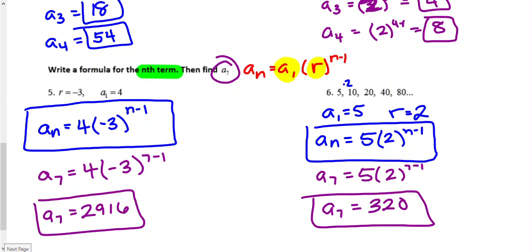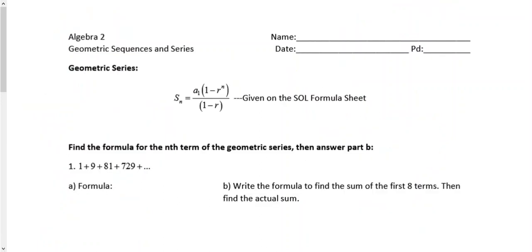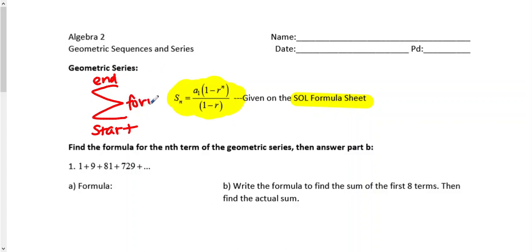Remember, a sequence is my list of numbers. Now if you flip the page, we're going to talk about a series. A series is when we are adding all the numbers in our sequence. And your formula will look like this on the SOL formula sheet. But remember, anytime it's asking for a series, we're going to use that letter E. Your starting point is on the bottom, your ending point is on the top, and the formula is next to it.